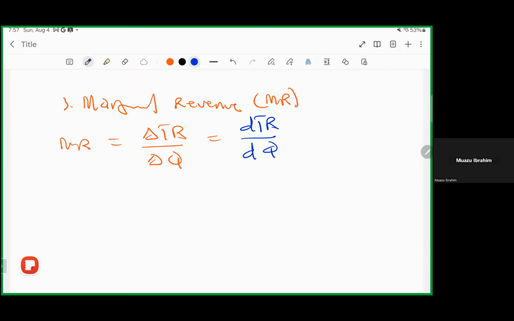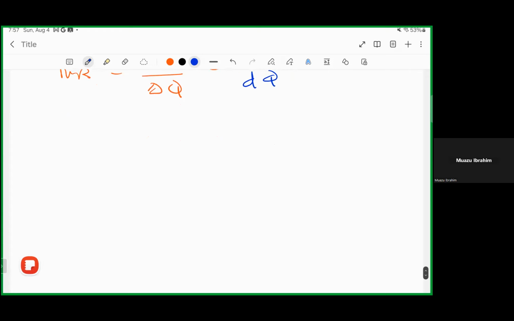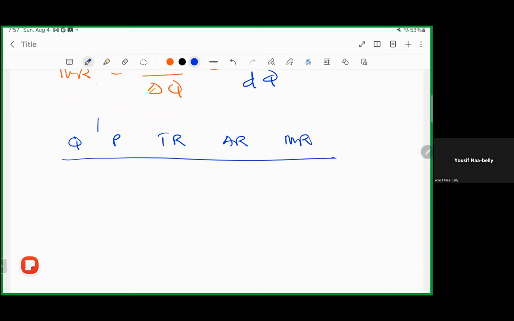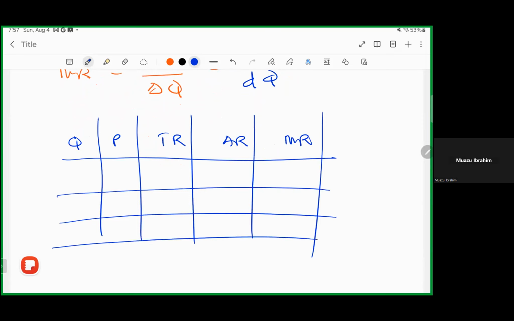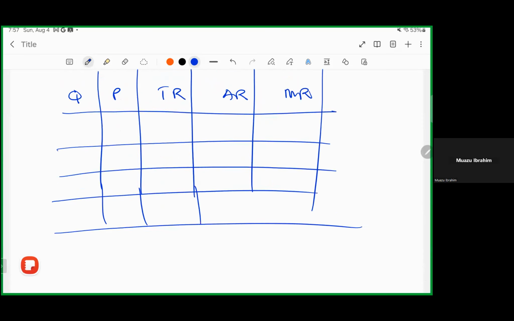So which means that let me just do it this way. We have quantity here, we have price here, we have total revenue, we have average revenue, we have marginal revenue. Now, we have maybe 1, 2, 3, 4. What will be price? Remember, we said price is fixed. So if we say price is fixed, let's say price is 2 throughout.